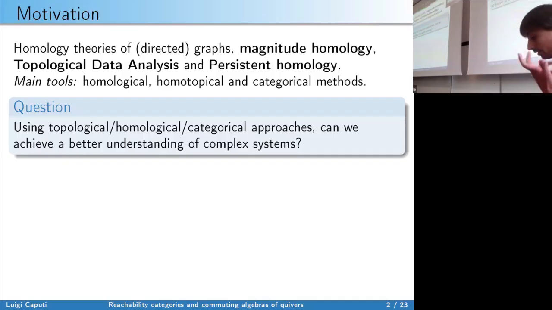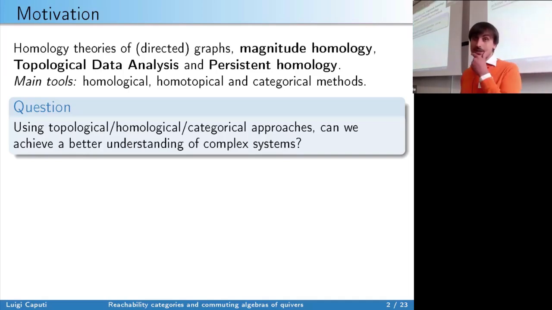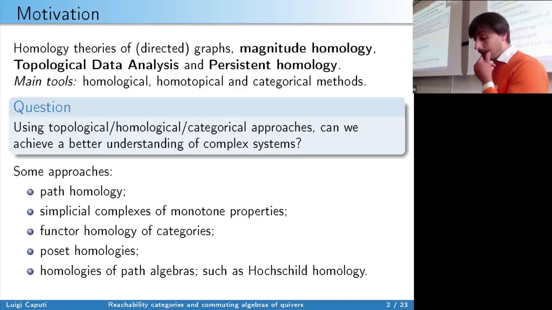The other motivation was from topological data analysis, as I was saying. In particular, if you start with some data, what you can do is associate to it a filtration of graphs. And we are interested in understanding whether homological, categorical, and topological means can give us invariants of these graphs, and in particular expand or have new information about graphs and about data. There are many different approaches. The first one, for example, is related to magnitude homology, and this is path homology.